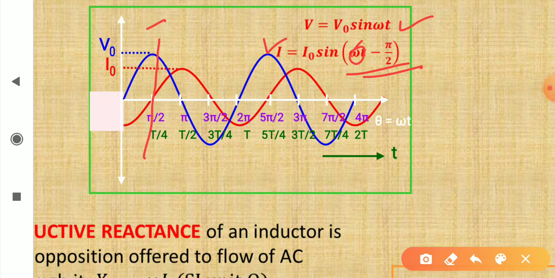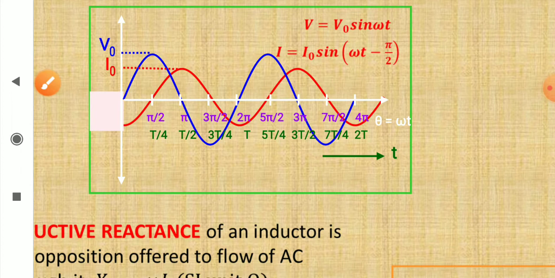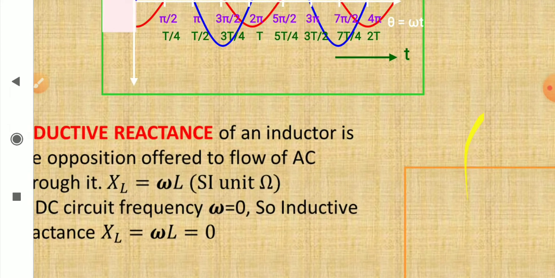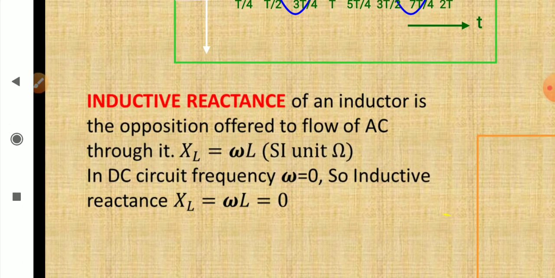So when this becomes maximum, this is 0. And when voltage becomes 0, current becomes maximum. So there is a difference of pi by 2 always. First voltage becomes maximum, then after some time current becomes maximum. So current is following it all the time. Very important information, you must remember it.